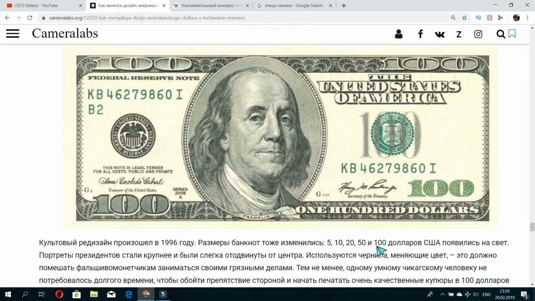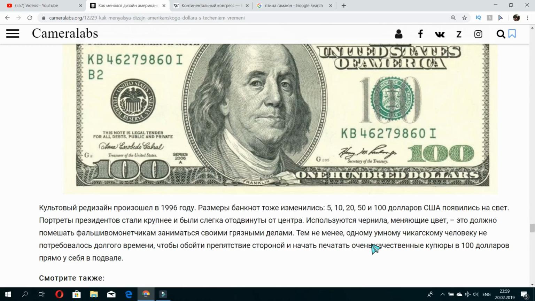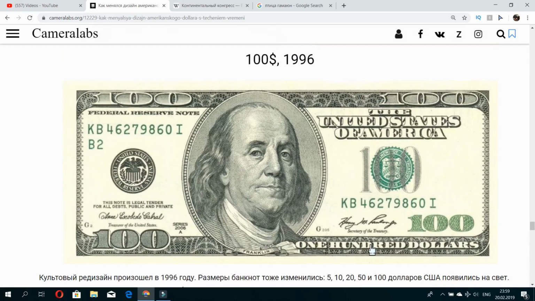The banknotes also changed in the nominals of $5, $10, $20, $50, and $100. Some presidents became larger, and they were pushed from the center of the picture. Some were changing color and something like this. So even as we know that history changes, the money shows a lot.